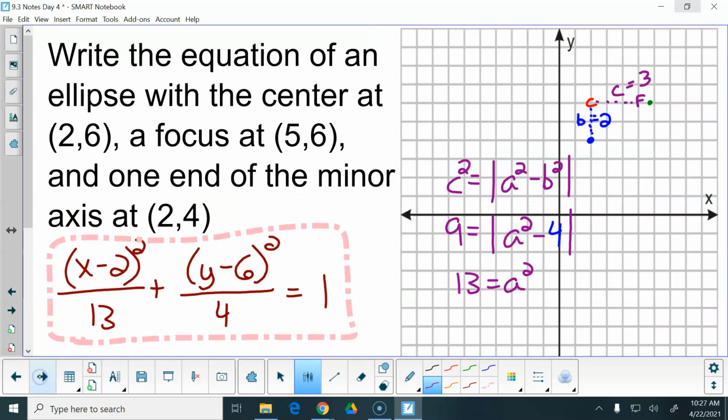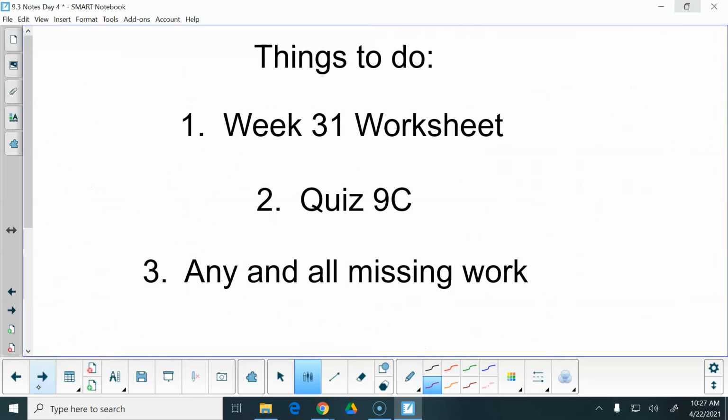Okay. So you've got 3 things to do this weekend. First off, you've got the goldenrod sheet that can be finished and turned in. You also have a quiz that is open for you to take at this point in time. And then you've got any and all missing work that you might have sitting out there yet. So 3 things to get done as a whole.